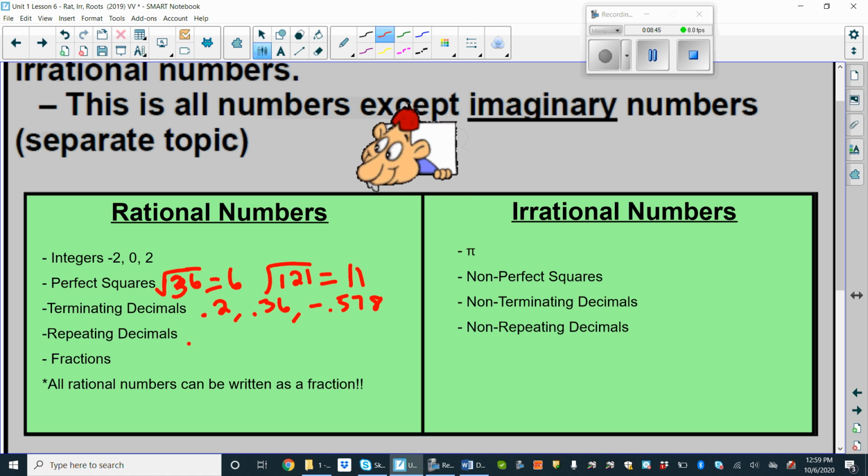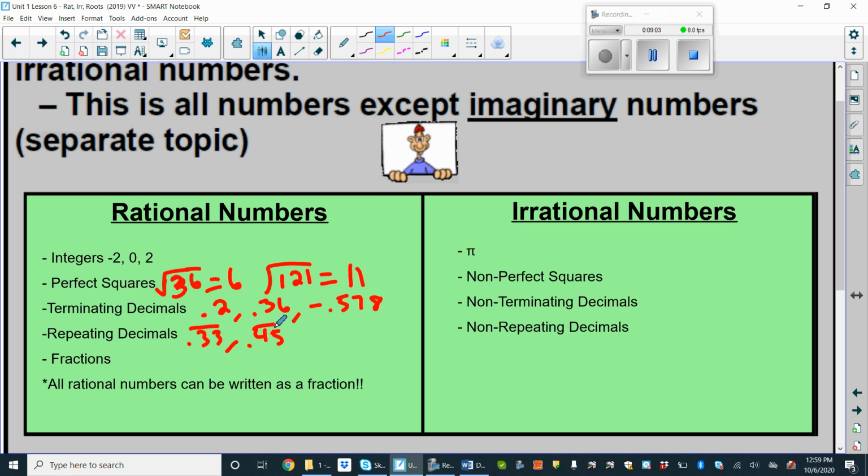All repeating decimals, so 0.33 with a line over it, 0.45 with a line over it. Anything that's repeating, so if you see the line over it, you know it's a repeating decimal. Those are rational numbers as well.